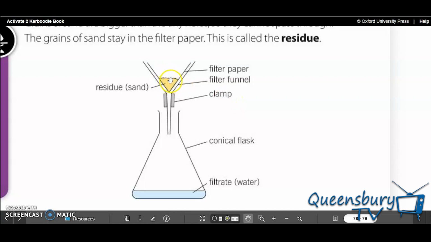The substance that gets trapped in the filter paper, we call that the residue, and the substance that goes through the filter paper is what we call the filtrate. In this case, the sand is a residue, it's trapped in the filter paper, and the substance that has passed through, the water, we call the filtrate.